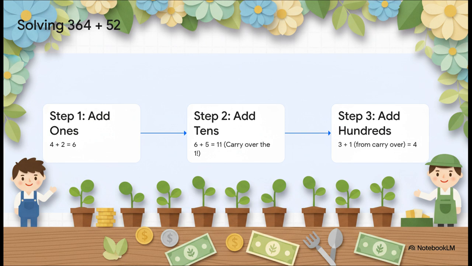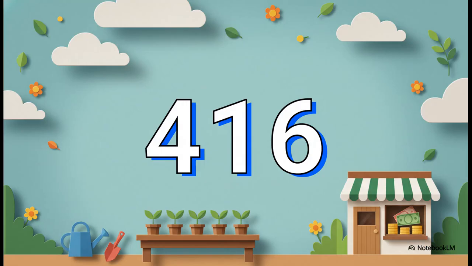Finally, we add the hundreds. 3 plus that one we carried over makes 4. And there you have it, 416. Kishan now has 416 beautiful little saplings in his nursery. Amazing! Great job helping him out.